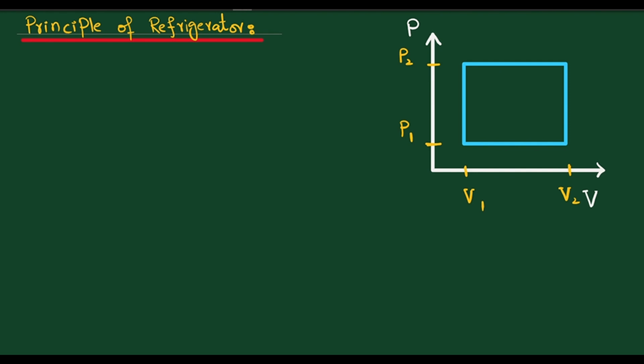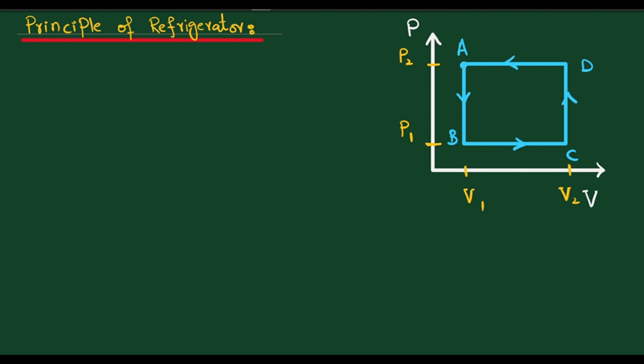Hello everyone, in this video we are going to discuss the principle of a refrigerator and we will calculate the efficiency of a refrigerator. In this diagram we draw a cyclic process, let's say from A to B and then B to C and then C to D in anti-clockwise direction, from A to B and then B to C, C to D and then D to A.